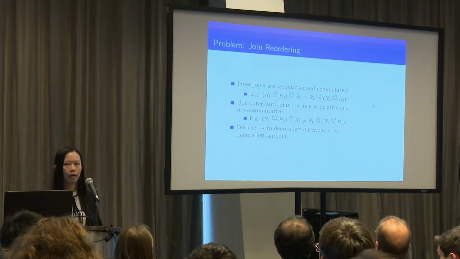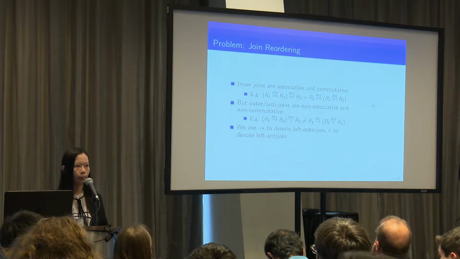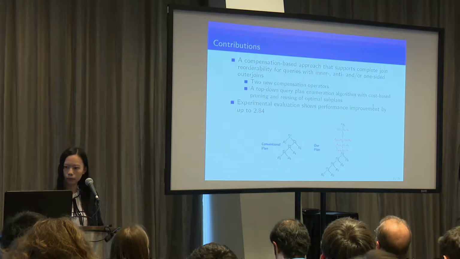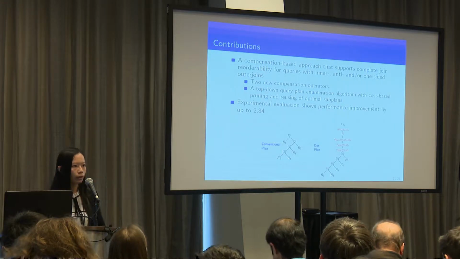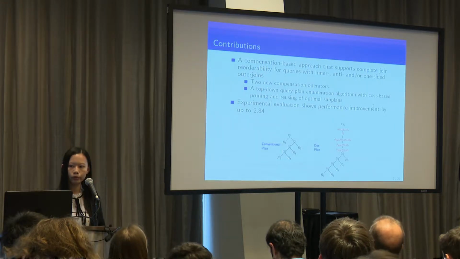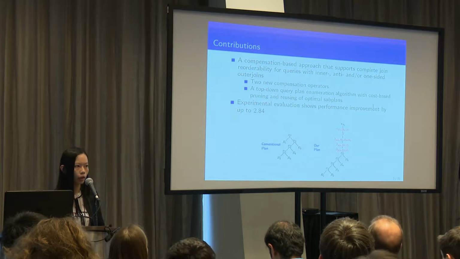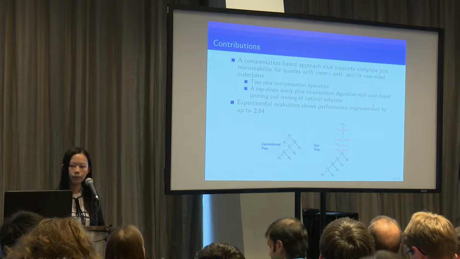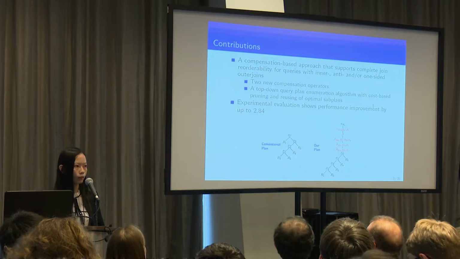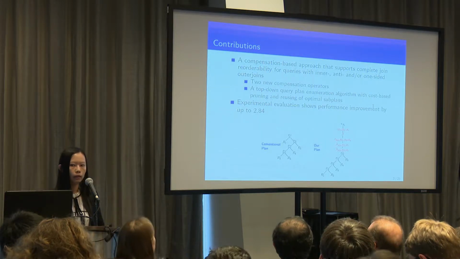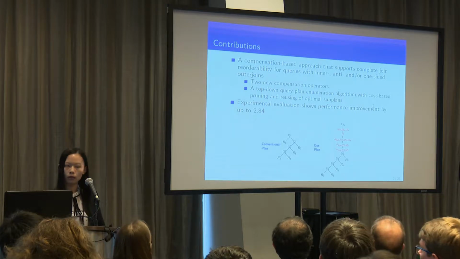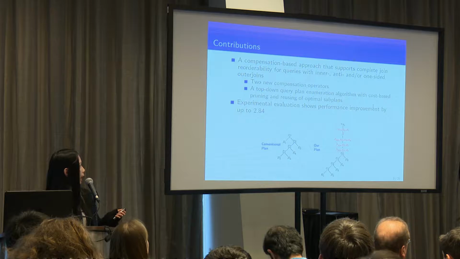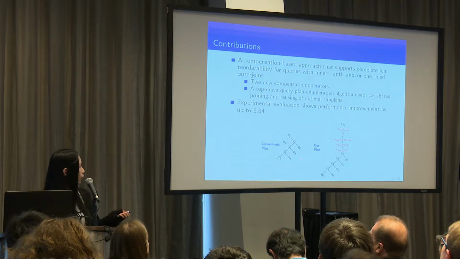The goal of this paper is to improve the join reorderability for outer join and anti-join queries. This paper introduces a compensation-based approach that supports complete join reorderability for inner joins, one-sided outer joins, and anti-joins. We introduced two new compensation operators and a new plan generation algorithm. The experiments show that the performance gain by our approach is up to 2.8 for this 5-table query.